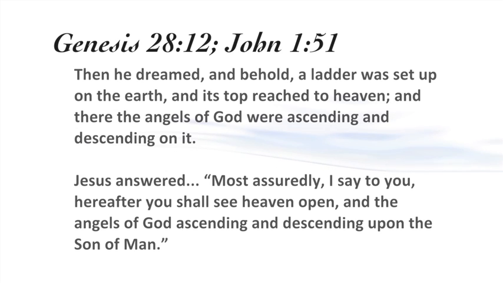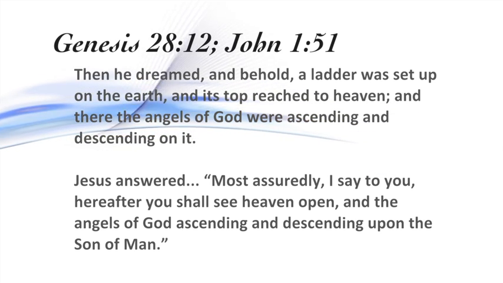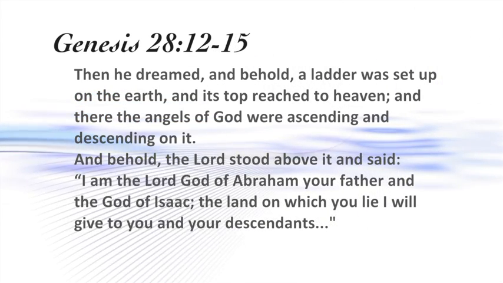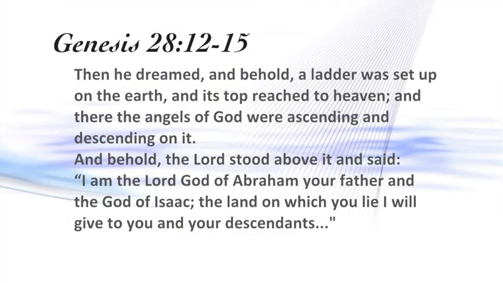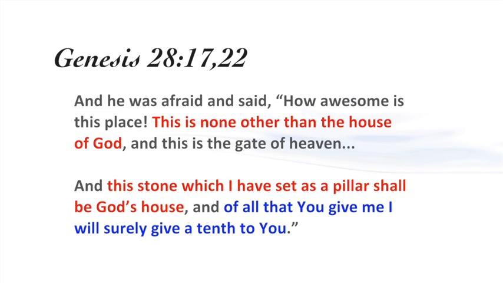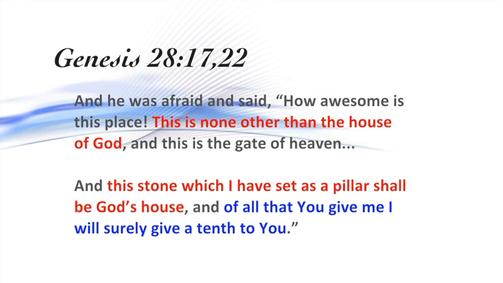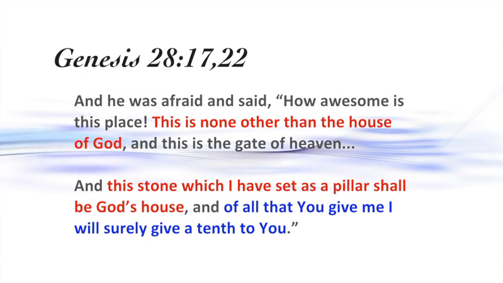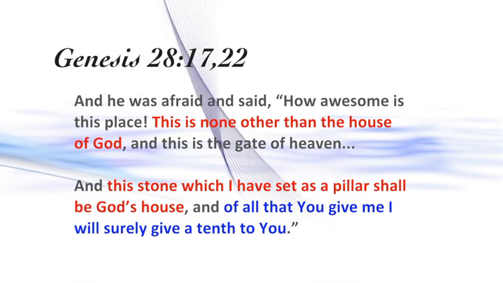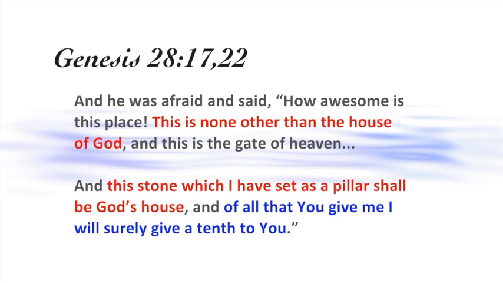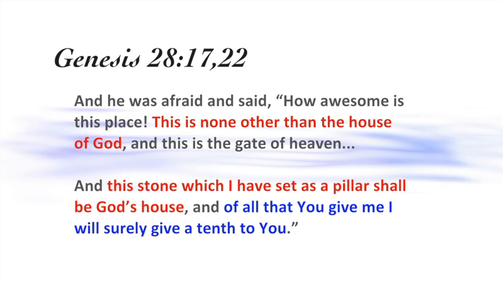And at this time, God affirmed him as the heir of the covenant with Abraham and Isaac. That's in Genesis 28:13-15. In response, Jacob declares that place as the house of God and the gate of heaven in verse 17, and that it will become the place of God's house, verse 22. He also vowed to tithe all that God gives him. Verse 22, he said, "Of all that you give me, I will surely give a tenth to you."